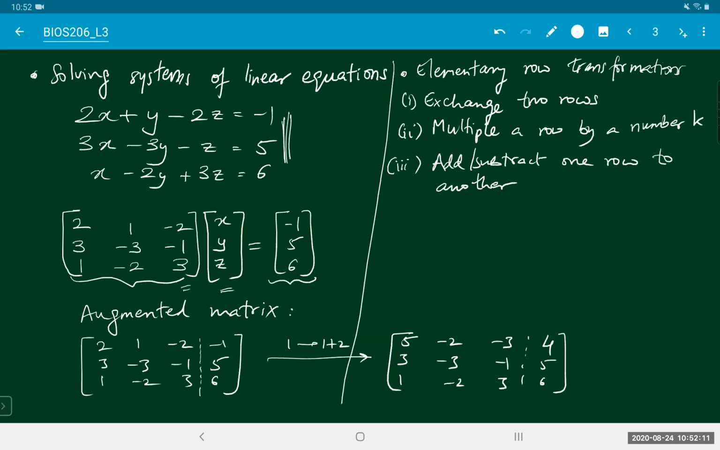So these are the three elementary row transformations. And if you use these, the meaning of the three linear equations remains the same. These three rules are valid no matter what your matrix is. If I give you 100 equations with 100 unknowns, you can still use these three elementary row transformations to solve these equations simultaneously. So, any questions so far?